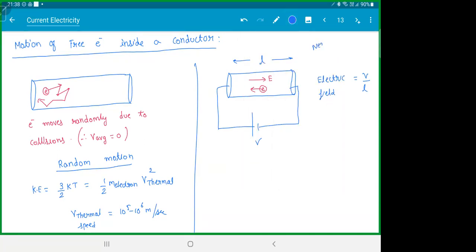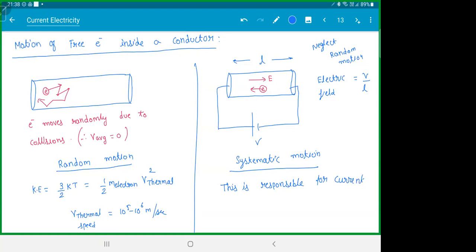Here we are neglecting random motion. If you neglect the random motion, and if you apply a battery, we observe all the electrons will simply move along. This will result in something called a systematic motion, something like we have seen in thermodynamics. This is what is responsible for current, the systematic motion. So whenever you put a battery, if you combine both of them, the net motion will be like this.